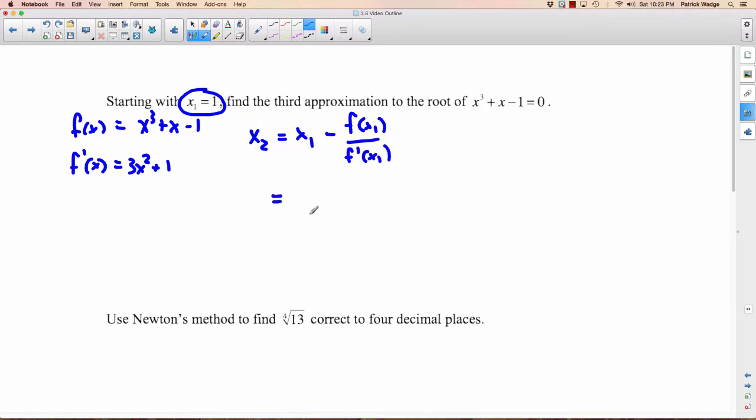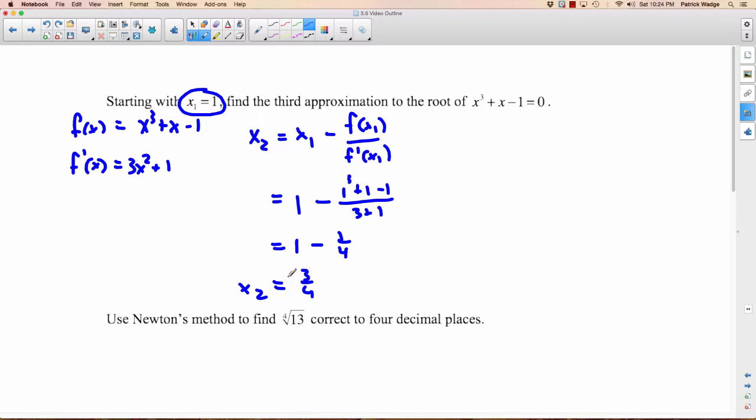Alright, well x1 is 1, minus f of x1. Well, x1's 1, so we're going to plug that into f. So we're putting 1 into here. So we get 1 cubed plus 1 minus 1, all divided by. Now we're going to take x1 again, which is still 1, and we're going to plug it into f prime. So we're putting 1 here. We get 1 squared is 1, times 3 is 3, so we get 3 plus 1. If we simplify that, you get 1 minus, 1 cubed is 1, plus 1 is 2, take away 1 is 1, 3 plus 1 is 4, so you get 1 minus 1/4, or 3/4. So that is our x2.